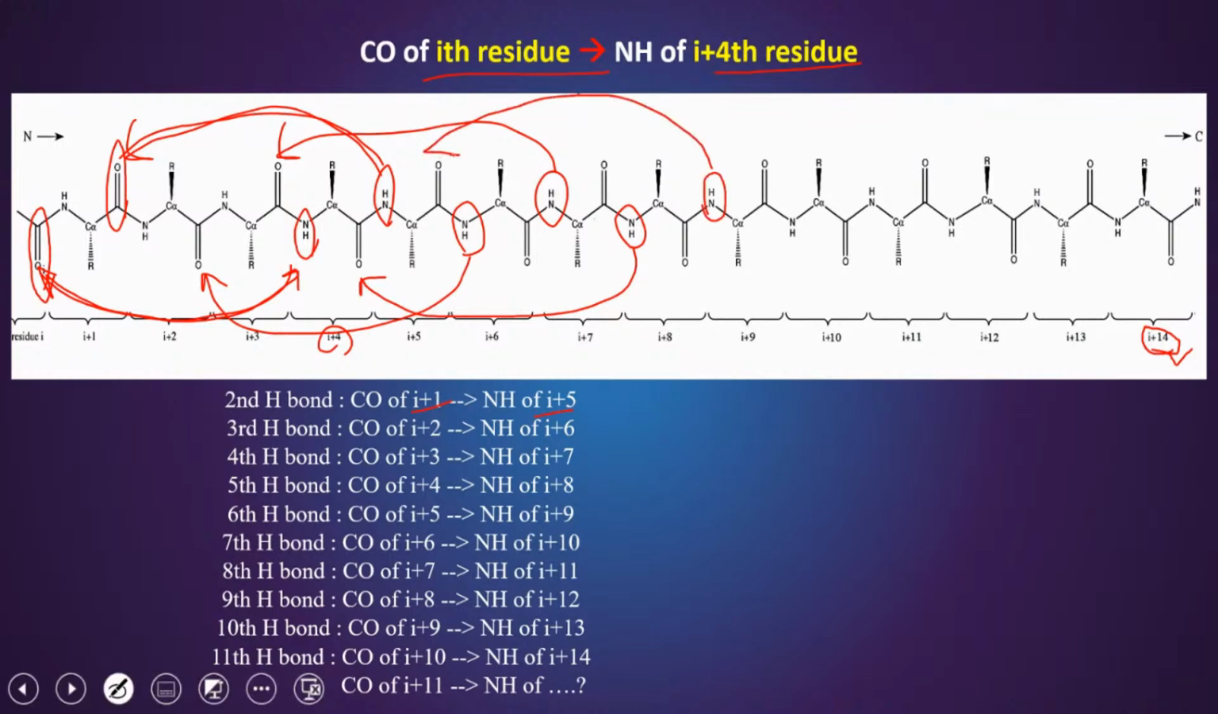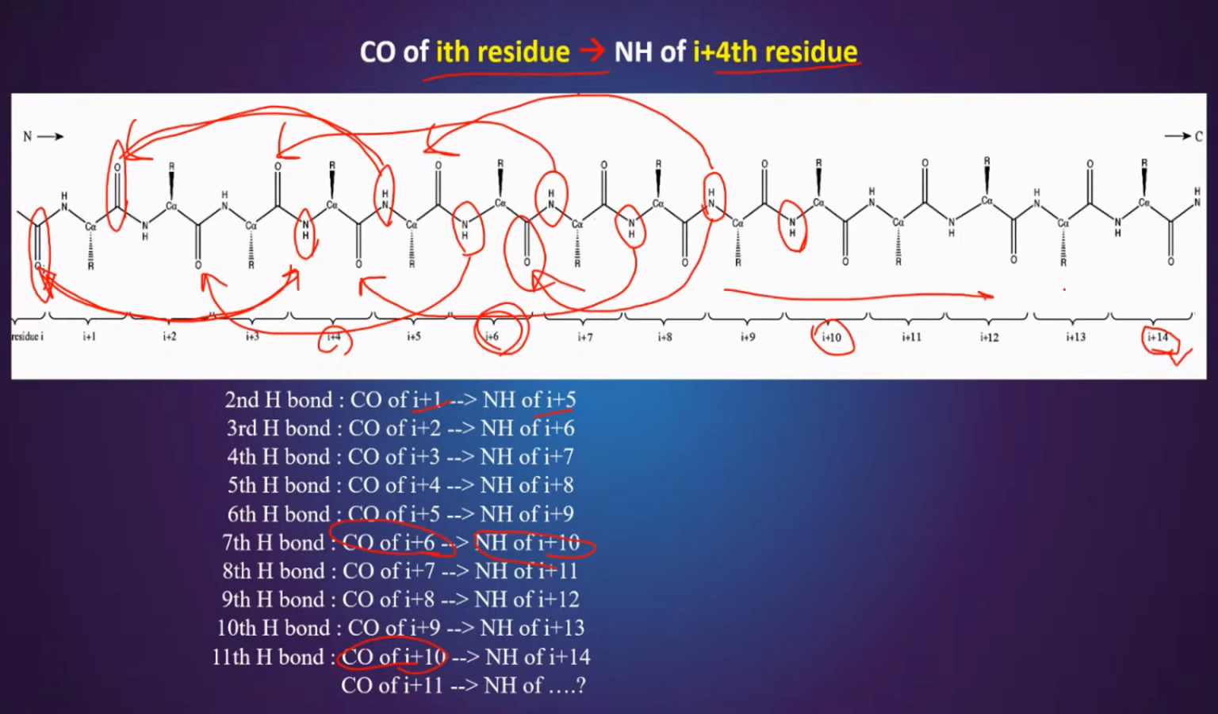I hope you got the concept. You have to follow that pattern. For example, this is the NH group of I plus 10. So the NH group of I plus 10 will join with the CO of I plus 6. So where is I plus 6? This is I plus 6. It will join with this group. So just keep on doing that.